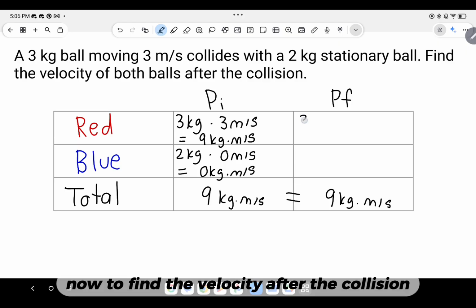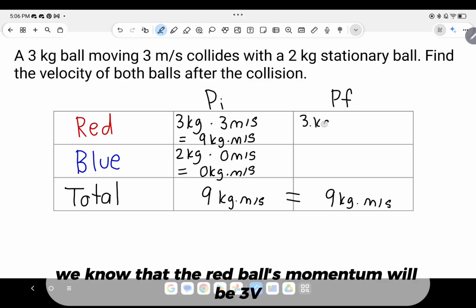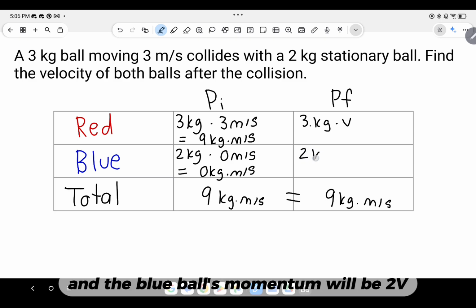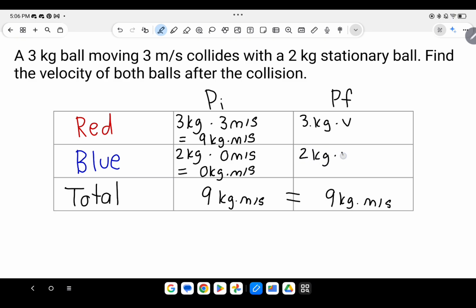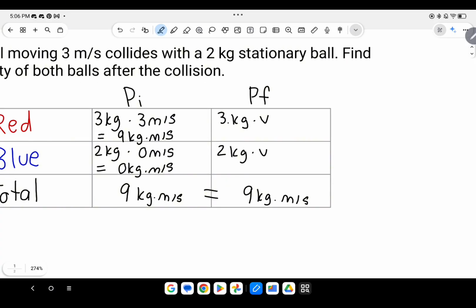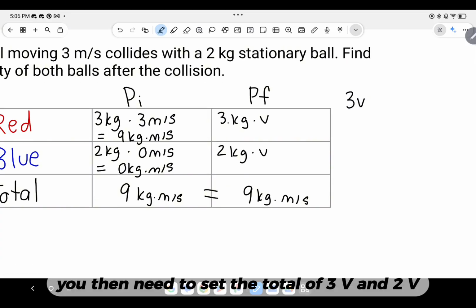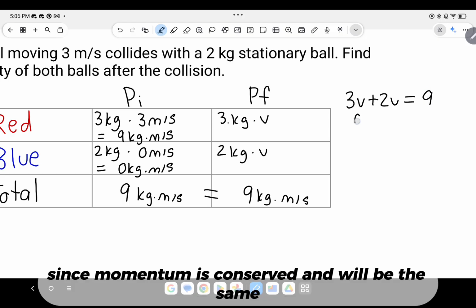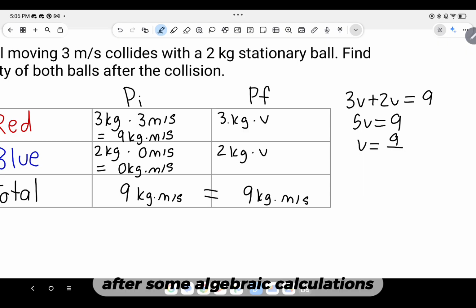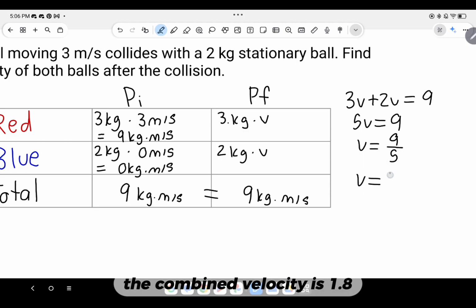Now to find the velocity after the collision, we know that the red ball's momentum will be 3v and the blue ball's momentum will be 2v. You then need to set the total of 3v and 2v equal to 9 since momentum is conserved and will be the same. After some algebraic calculations, the combined velocity is 1.8.